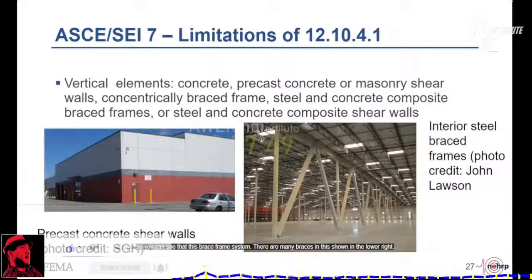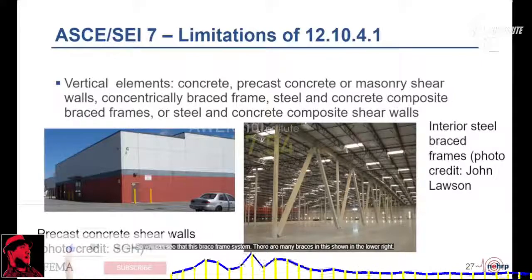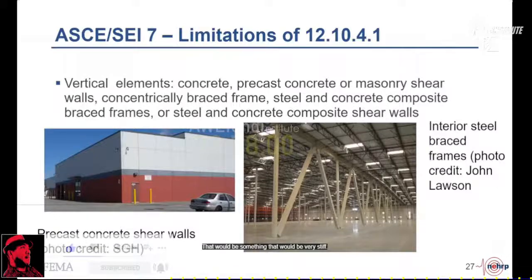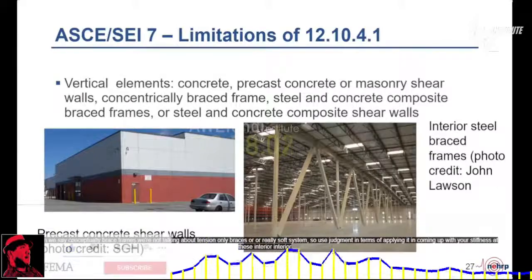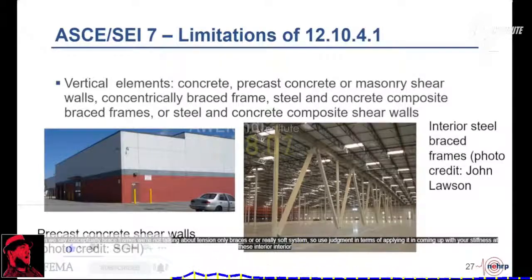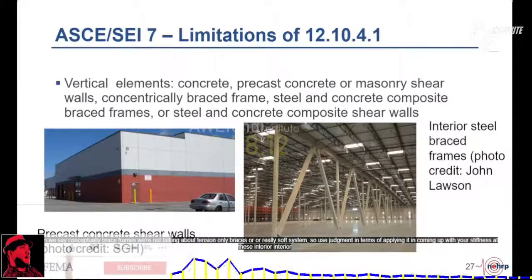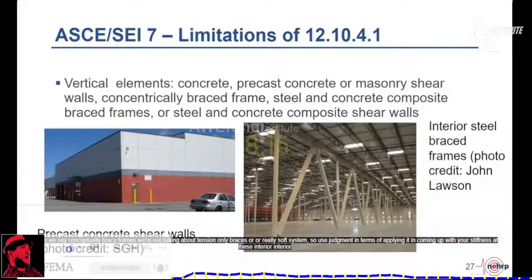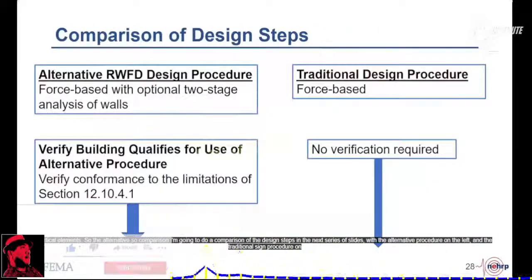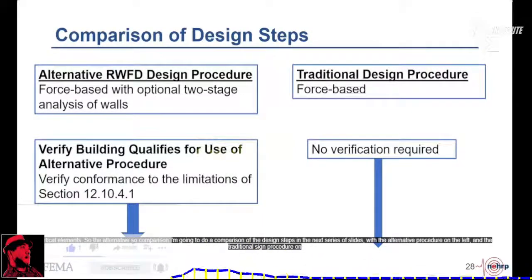You can see this brace frame system, there are many braces in this, shown in the lower right. That would be something that would be very stiff. When we say concentrically braced frames, we're not talking about tension-only braces or really soft systems. So use judgment in terms of applying it and coming up with your stiffness at these interior vertical elements.